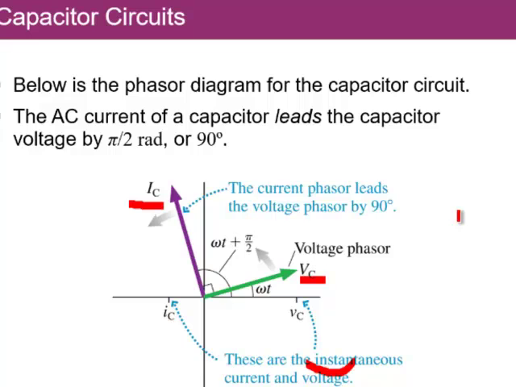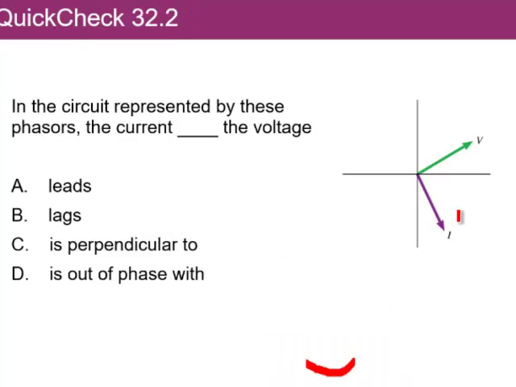All right, so here's another question for you. On this question, it says that we have two phasors that represent some kind of circuit. And the question is, what's the current doing with respect to the voltage? Is it leading? Is it lagging? Is it perpendicular to? Or is it out of phase? Okay, so same deal as before. Pause here for a few seconds. See if you can answer the question on your own before I show you the answer.